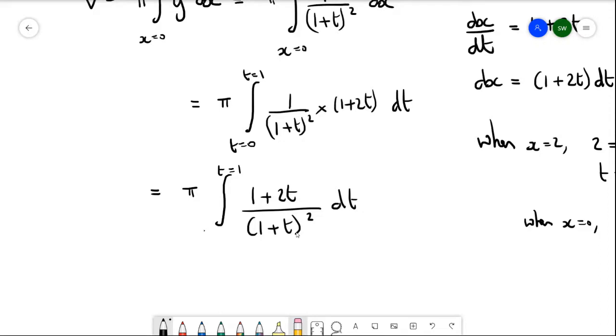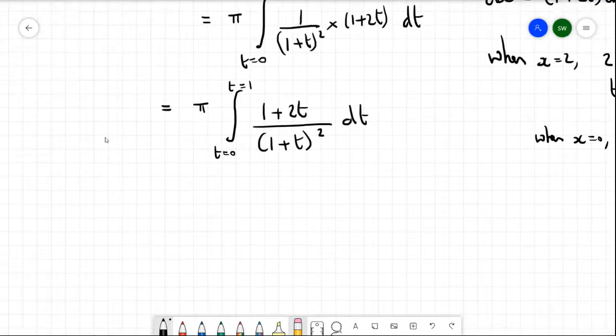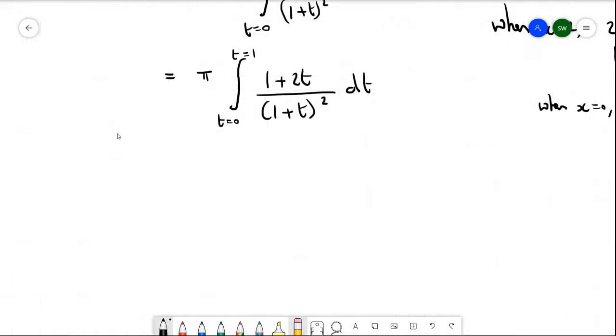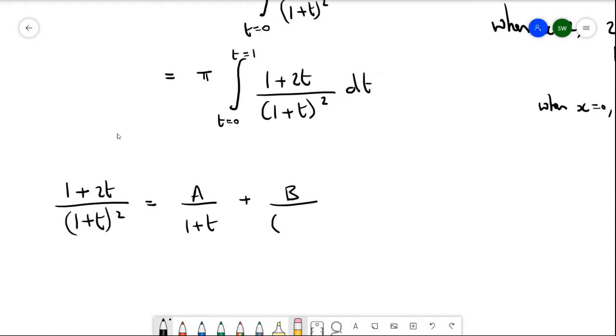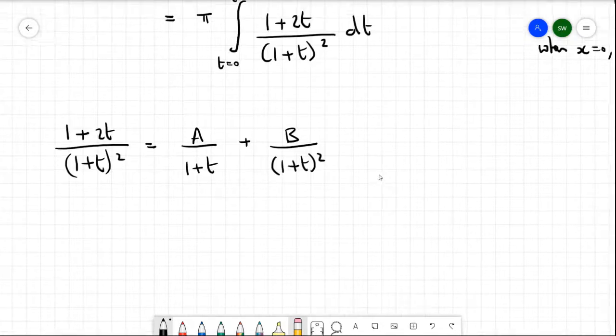But I've spotted that this looks like a partial fractions question. So let's do it with partial fractions. So we want to write (1 + 2t) over (1 + t) all squared as A over 1 + t. And because we've got a repeated factor in the denominator, we need another fraction, which is going to have (1 + t) all squared on the denominator.